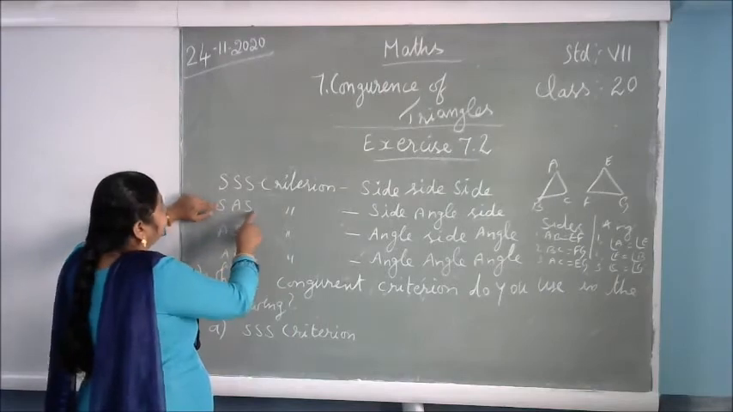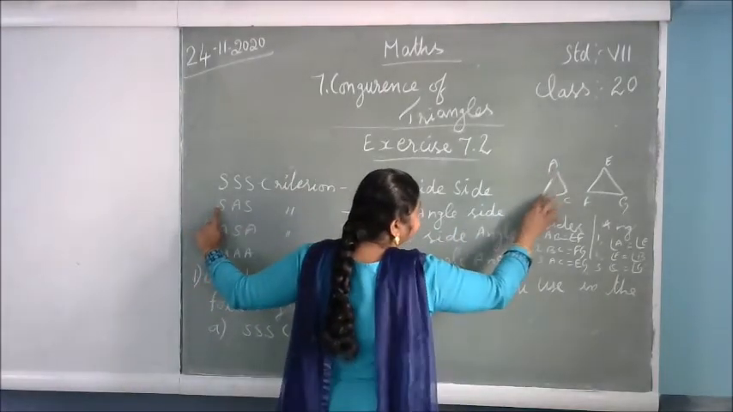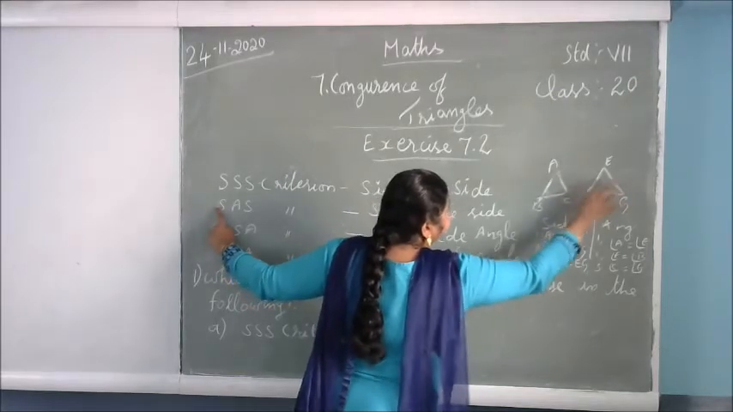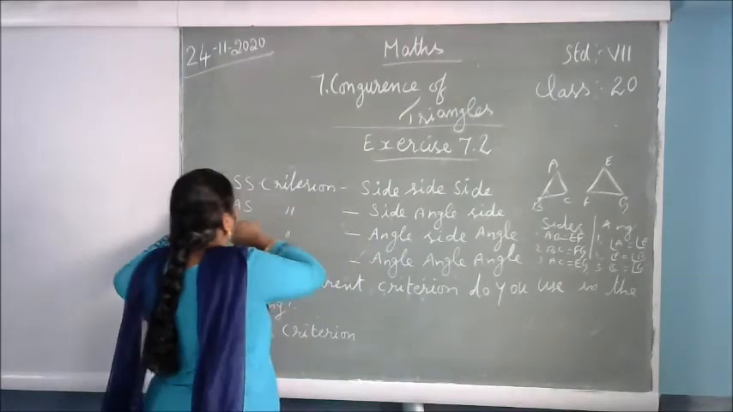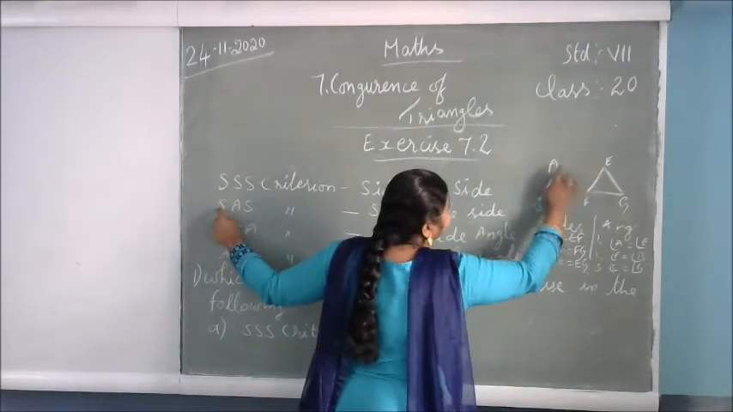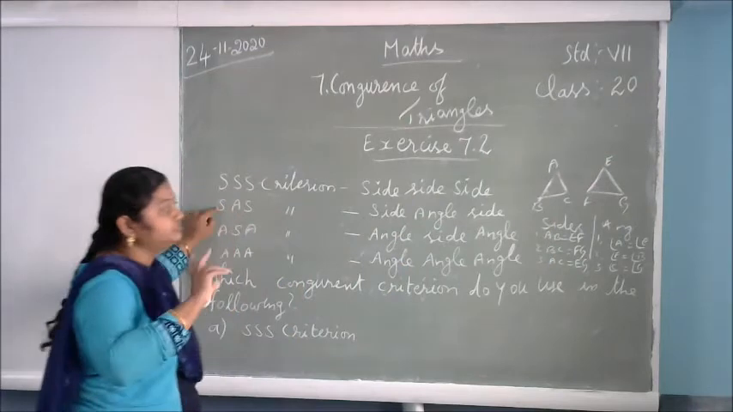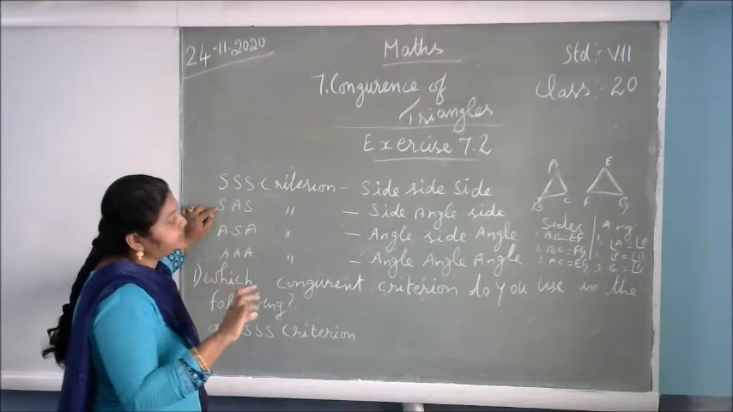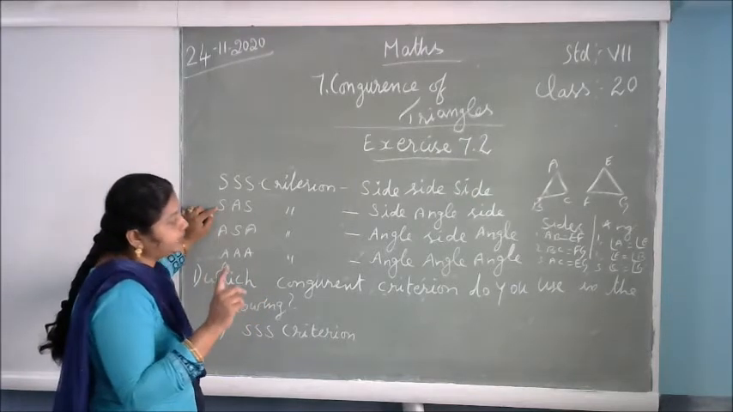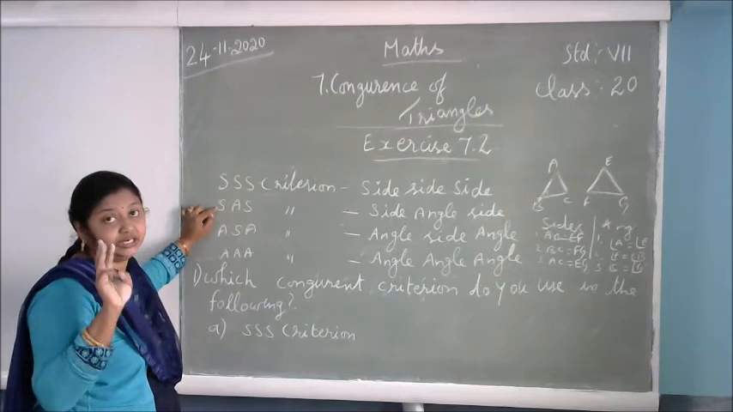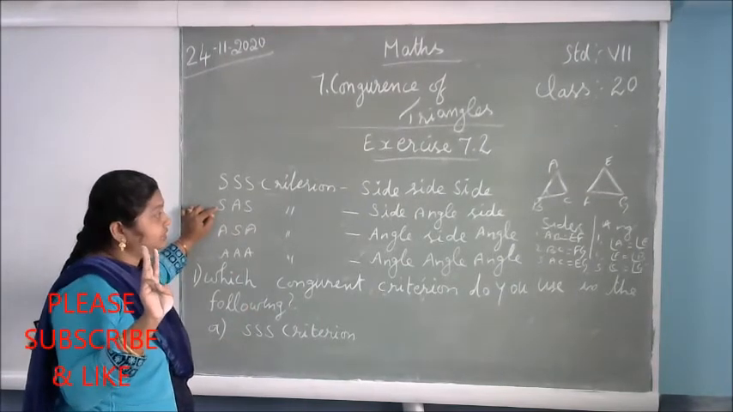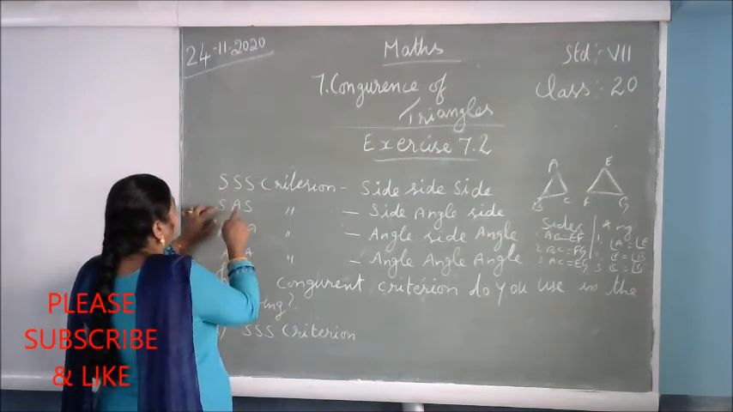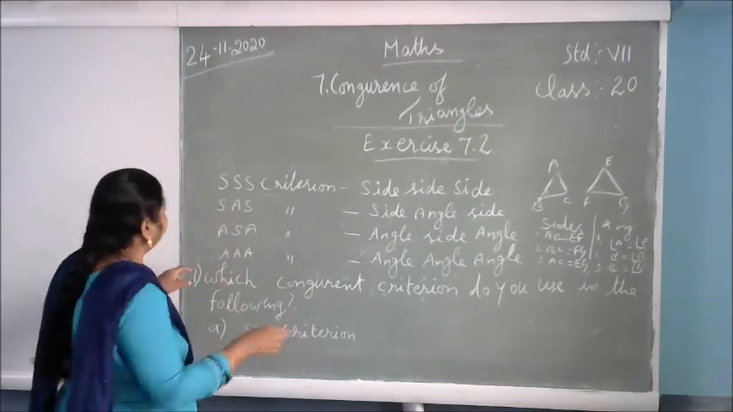Otherwise SAS means these 2 sides and one angle. If they are giving the proof that AB is equal to EF and AC is equal to EG and angle B is equal to angle F, like that, 2 sides and one angle, that is called the side angle side criterion.